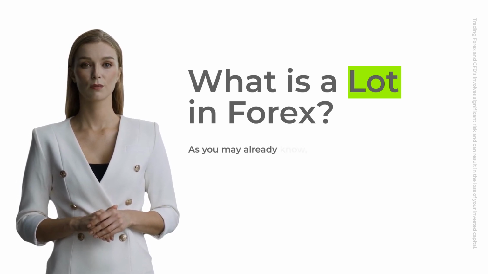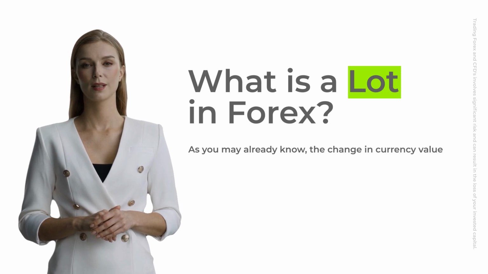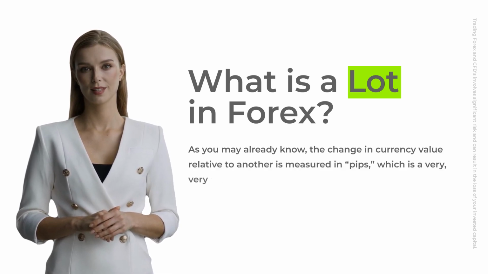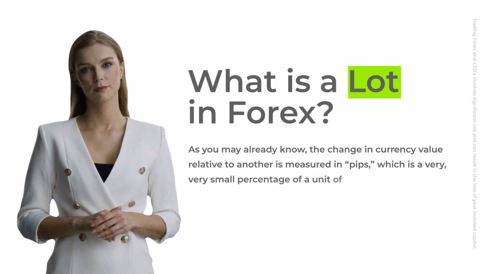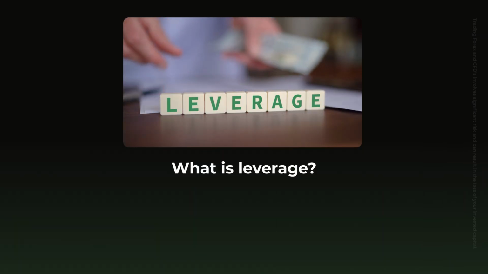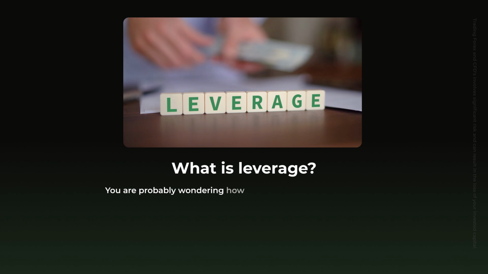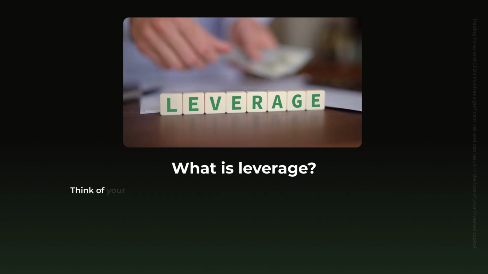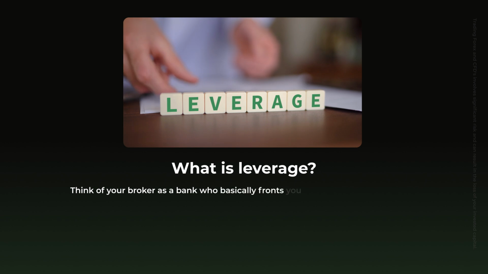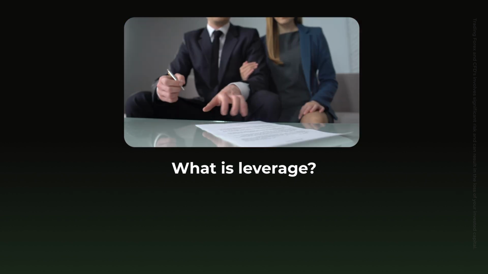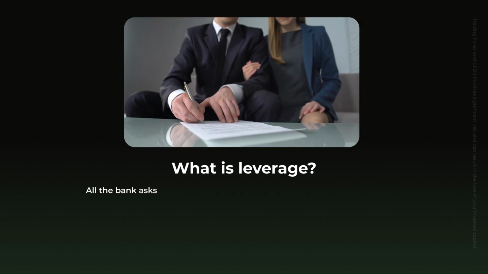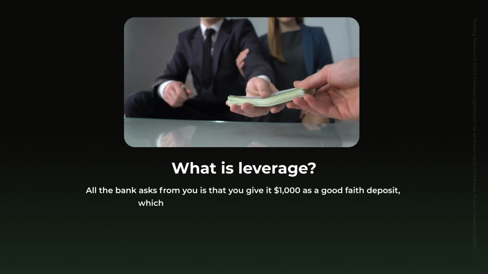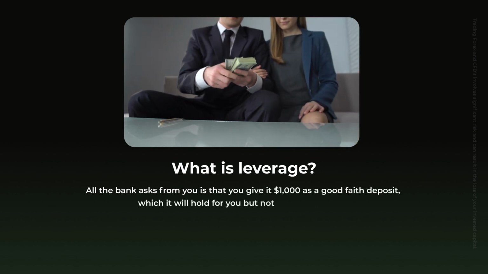As you may already know, the change in currency value relative to another is measured in pips, which is a very, very small percentage of a unit of currency's value. What is leverage? You are probably wondering how a small investor like yourself can trade such large amounts of money. Think of your broker as a bank who basically fronts you $100,000 to buy currencies. All the bank asks from you is that you give it $1,000 as a good faith deposit, which it will hold for you but not necessarily keep.